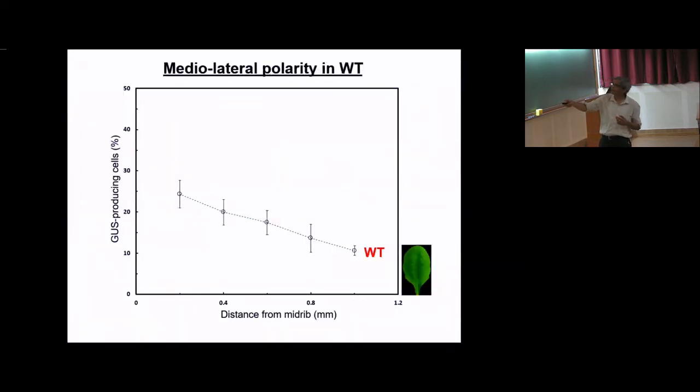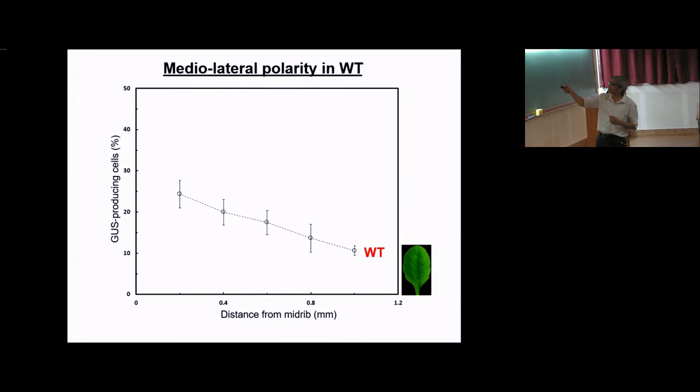So this is the distance from the midrib. This is the midrib here, and this is the periphery of the leaf. Along this medio-lateral axis, you see the GUS producing cells. Not necessarily dividing cells, because this is GUS fused with the destruction box. Of course, it is cycling, but still. If the GUS producing cell is a marker of cell proliferation, you see there's a mild gradient from the center to the periphery, and that is required for the wild type, because we know that it is flat.